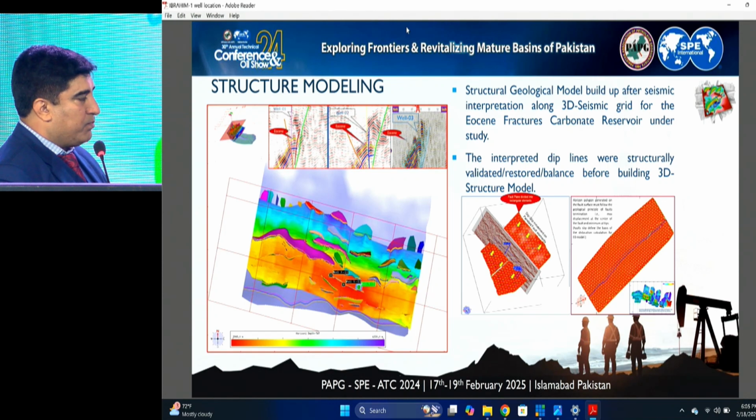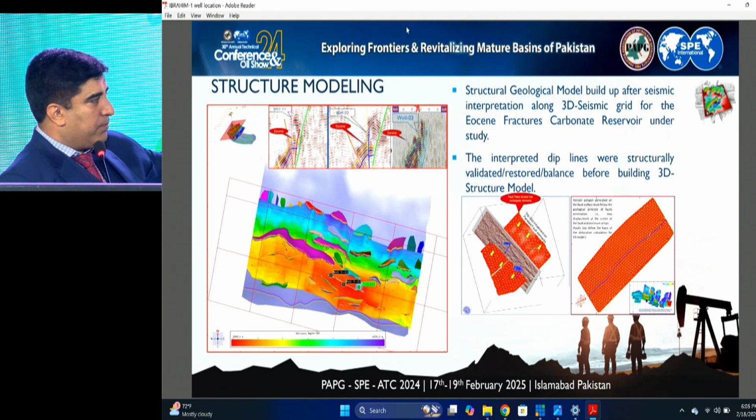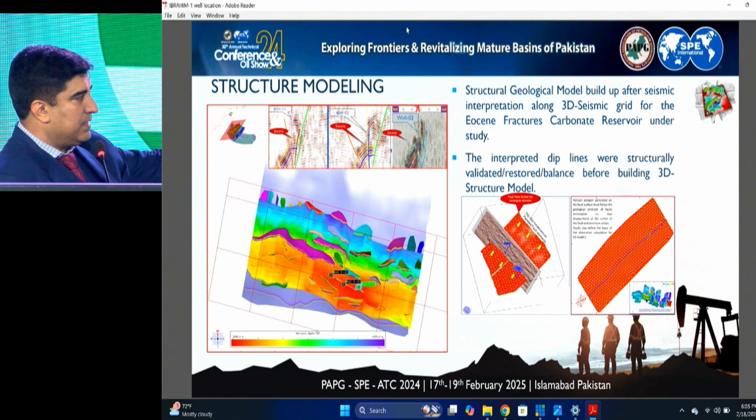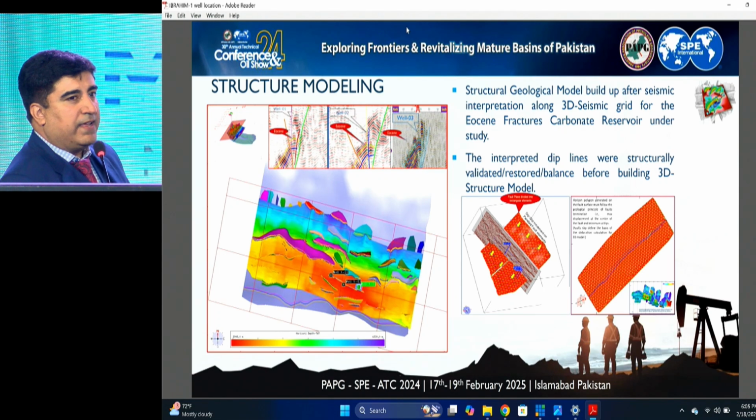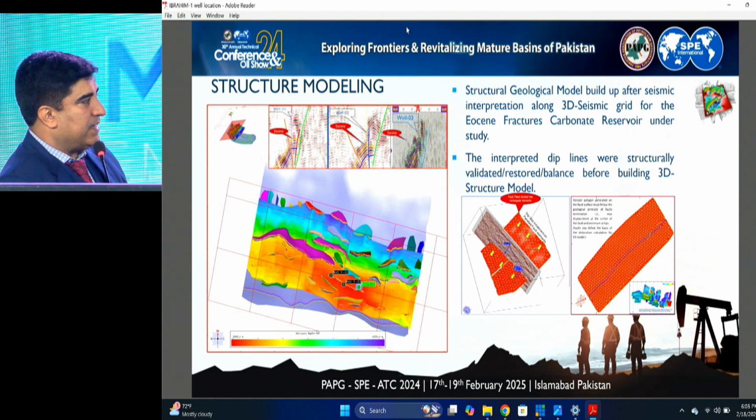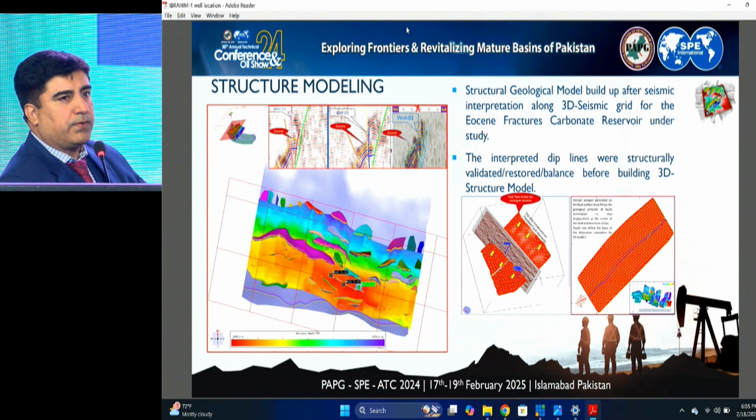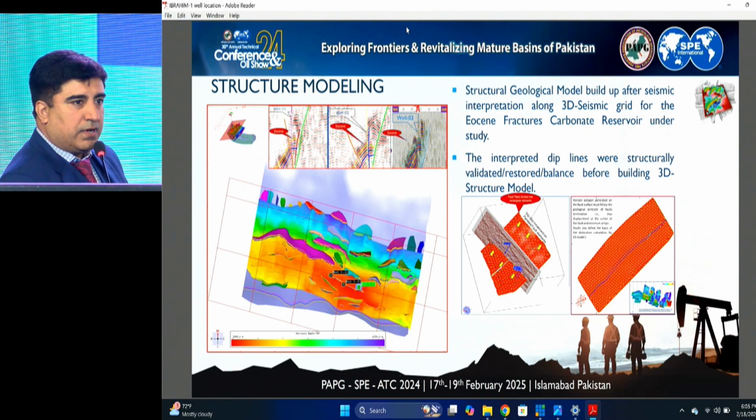And we confirm this balancing through this red fault plane. You can see the horizon polygon just running through this fault plane. And its validation is that the maximum displacement is in the center of the fault plane, while this displacement tips out toward the end of the fault planes.